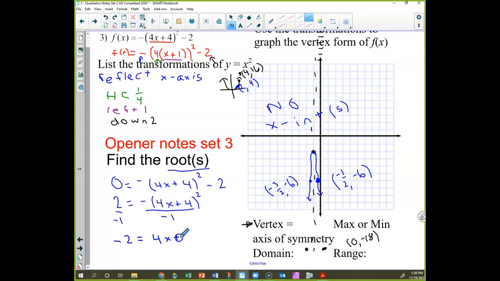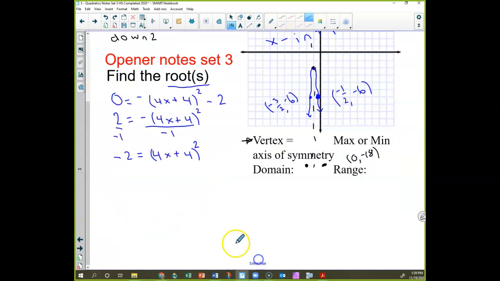And then here comes the really important part to this problem. All right, now we are still wanting to get x by itself. So somehow I have to undo this squaring. How do you undo squaring something? I do a square root. All right, and if we do it to one side, we're going to have to do it to both sides. So the square root of negative 2 is equal to the square root of 4x plus 4 quantity squared.